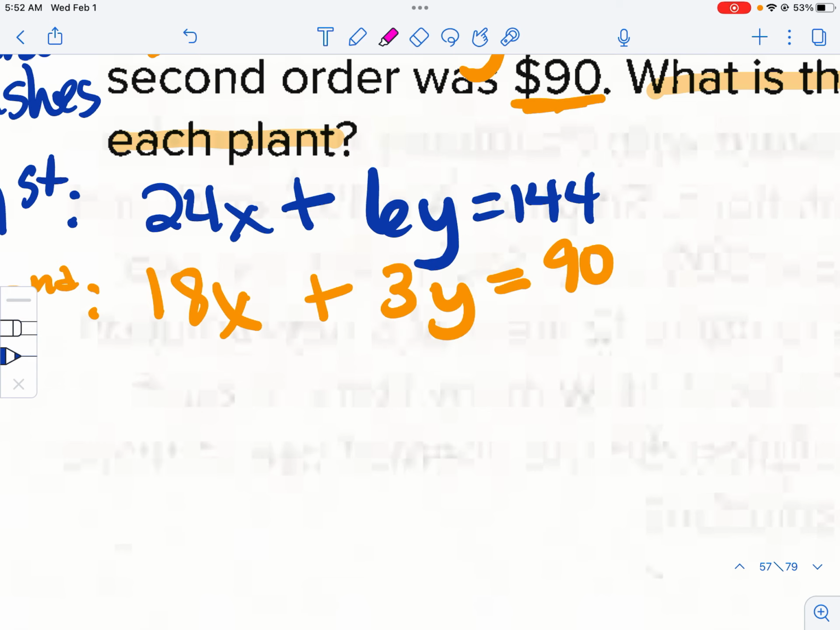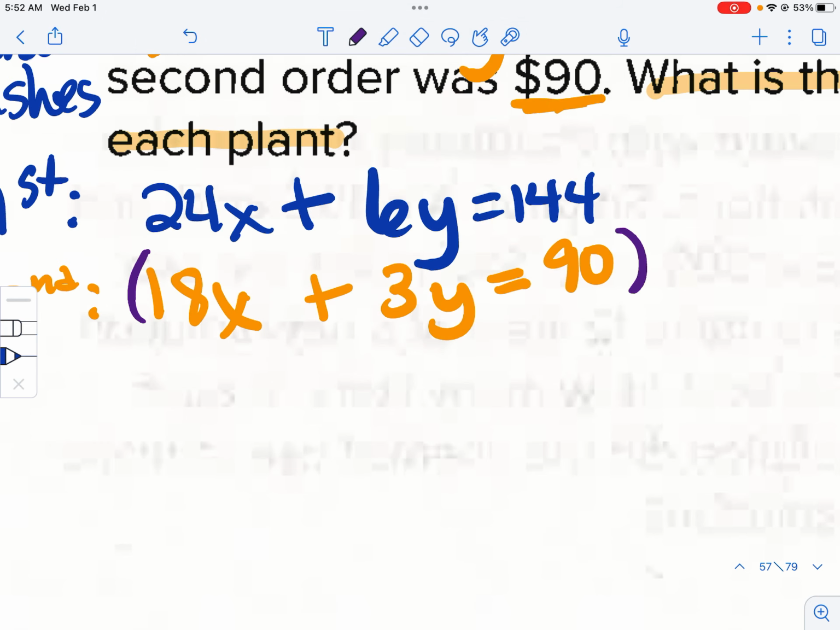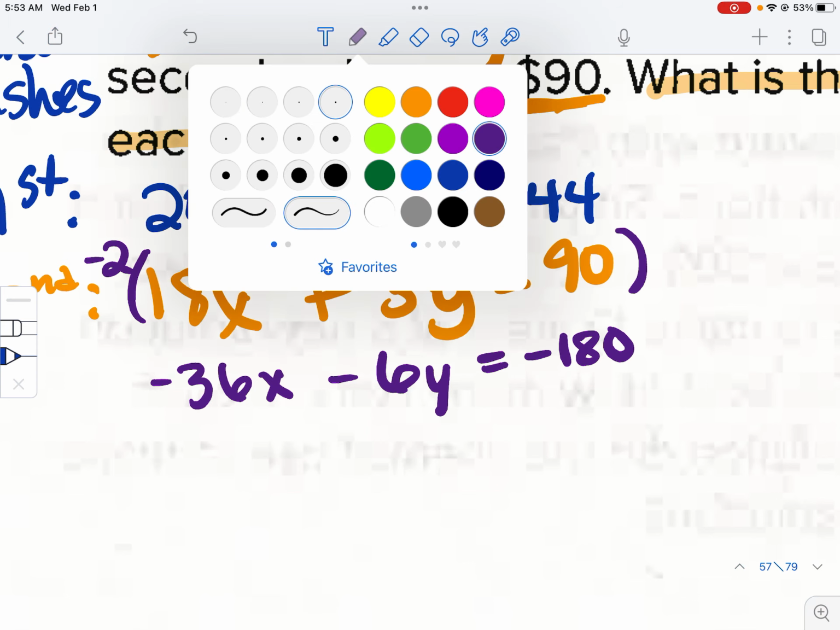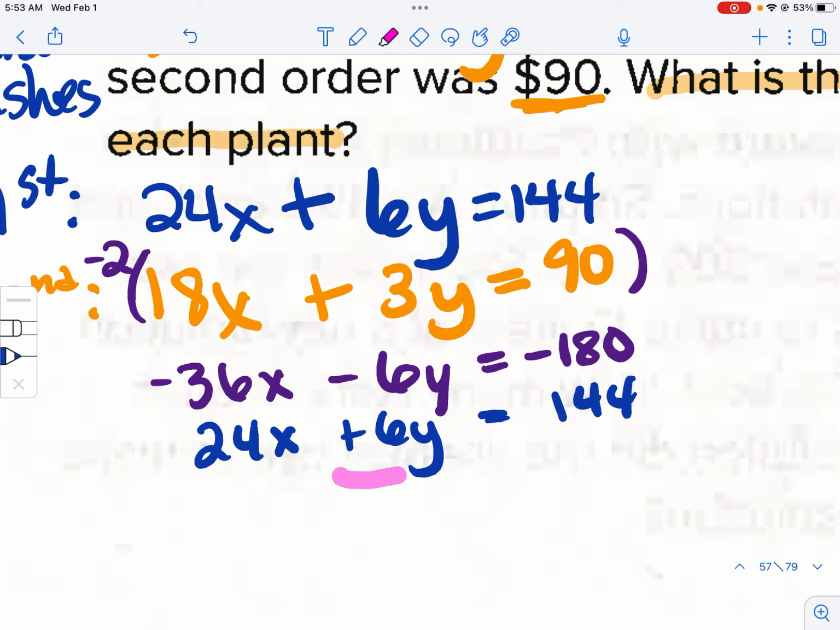So what am I going to do? I am going to multiply this bottom one by -2. So I'm going to get -36x minus 6y equals -180. And I'm going to write the first original equation below it. Now, looking at this, are these opposites of each other? Yes. They are going to make 0.